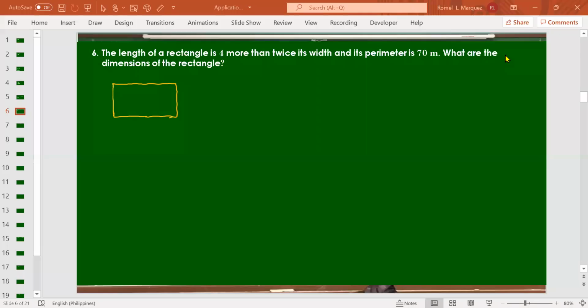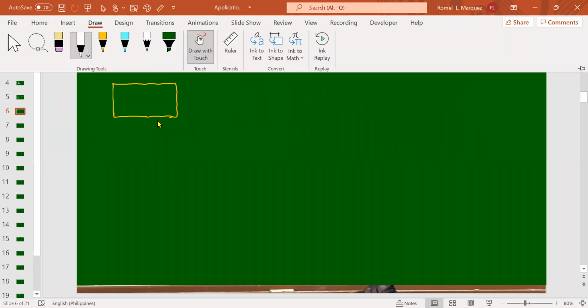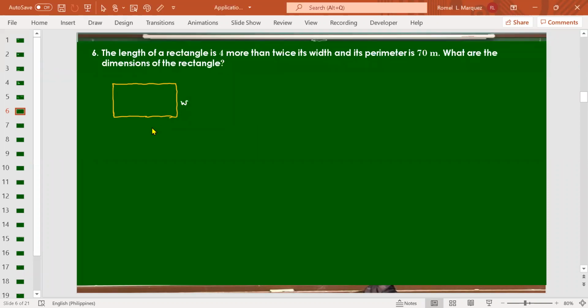So this is our rectangle. The length of the rectangle is 4 more than twice its width. Let W be its width. Lagyan natin ito ng W. What is said about the length? The length of a rectangle is 4 more than twice its width. So this is 4 more than twice: 2 times W, then 4 more. Okay, guys? 4 more than twice. 2W plus 4.